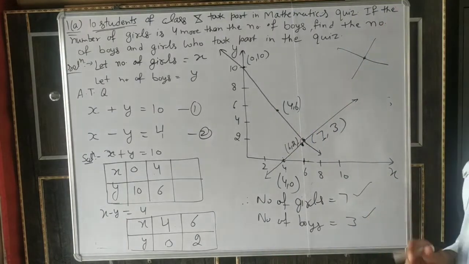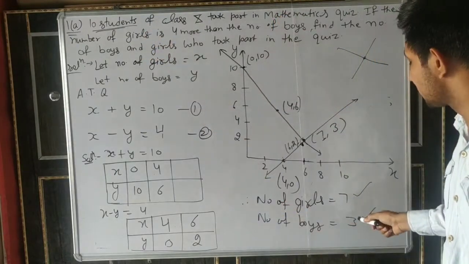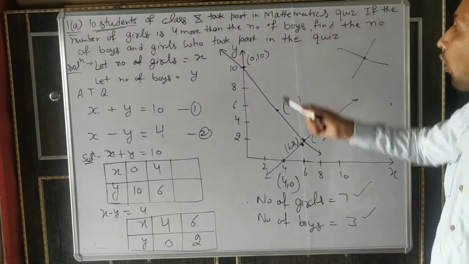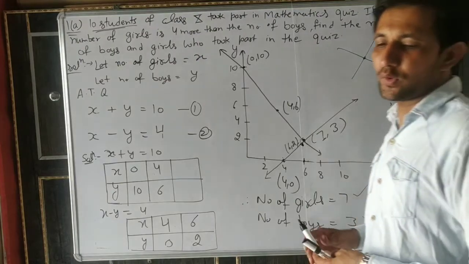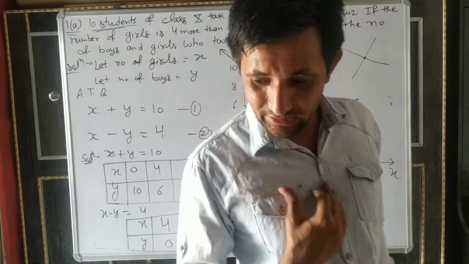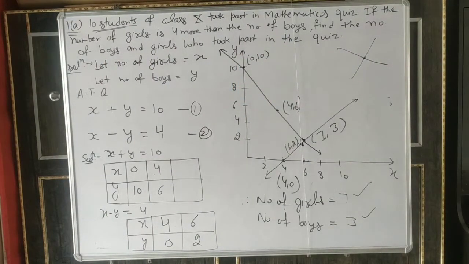And you can verify also. How many students are in your class? 10. So 7 plus 3 is 10. And the number of girls is 4 more than boys. So 7 minus 3 is 4. So that is your first question. Okay, understand it? You can do the B part also. Note it down. Now we will start the B part.